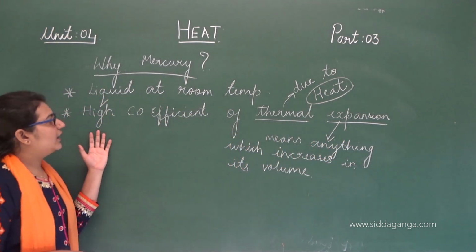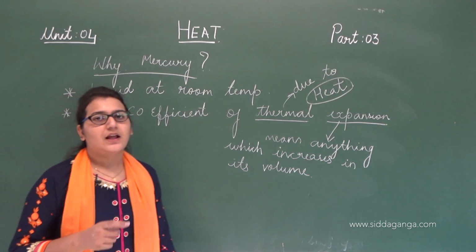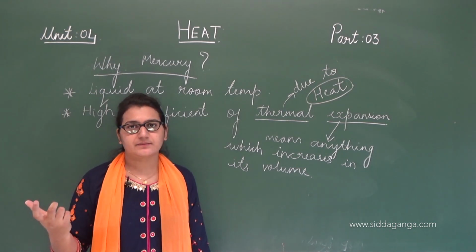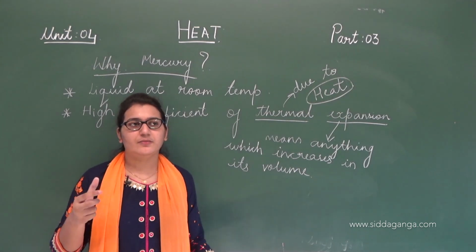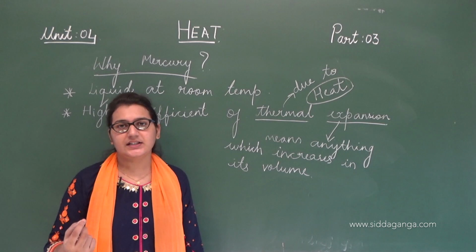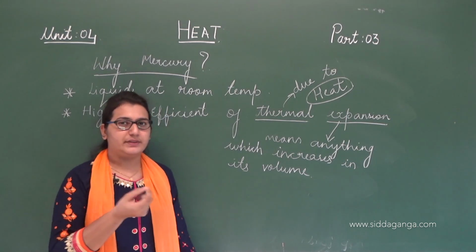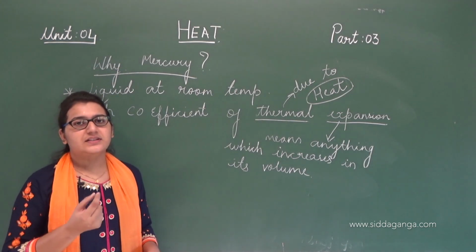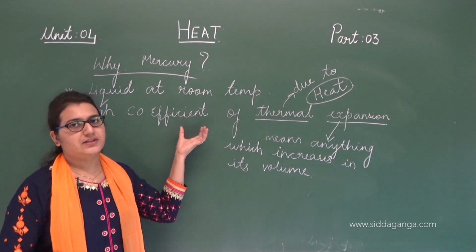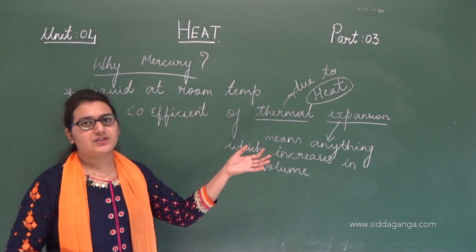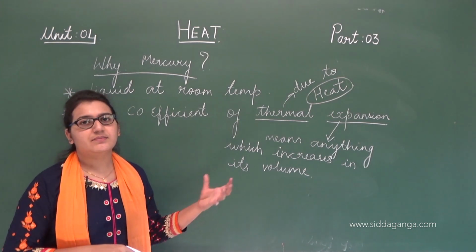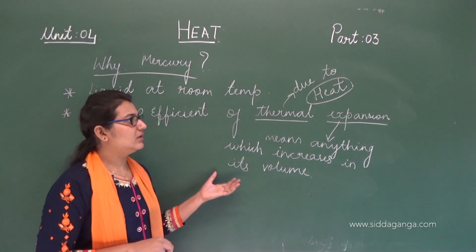This mercury has a high coefficient of thermal expansion. Even if there is a slight increase in temperature, mercury expands. If my body temperature is normally 37 degrees Celsius, and there is just a slight increase, 37.5 or 38, or even lesser than that, this mercury can detect it. That is the reason it has a high coefficient. That is what a high coefficient of thermal expansion means. It expands when there is heat, and even with a slight increase in temperature, mercury can detect it. This is the main reason.